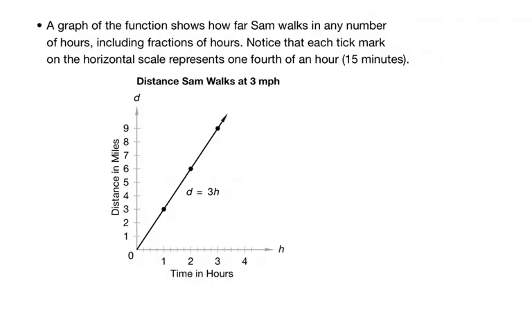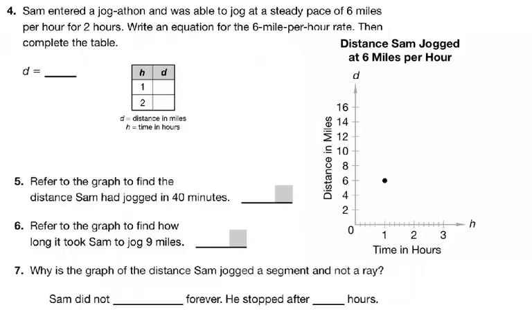A graph of the function shows how far Sam walks in any number of hours, including fractions of hours. Notice that each tick mark down here on the horizontal bar, where we have time in hours, they've actually split it into fourths. So you can break it down all the way down to a fourth of an hour, otherwise known as 15 minutes. So here's another one, and this time they didn't break it down to fourths, they broke it down into sixths, and so if we break that down into 6, that's 10 minutes for each of those.